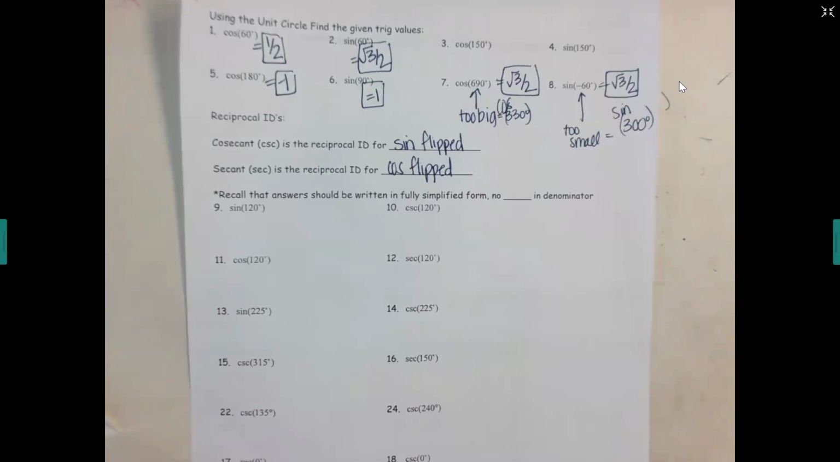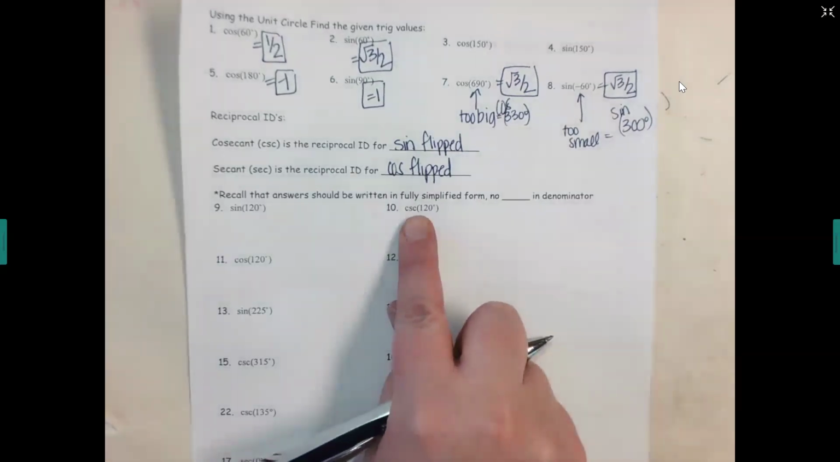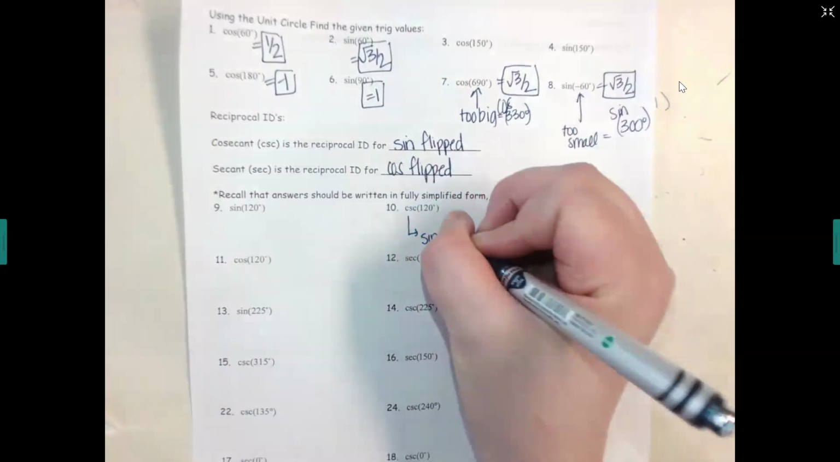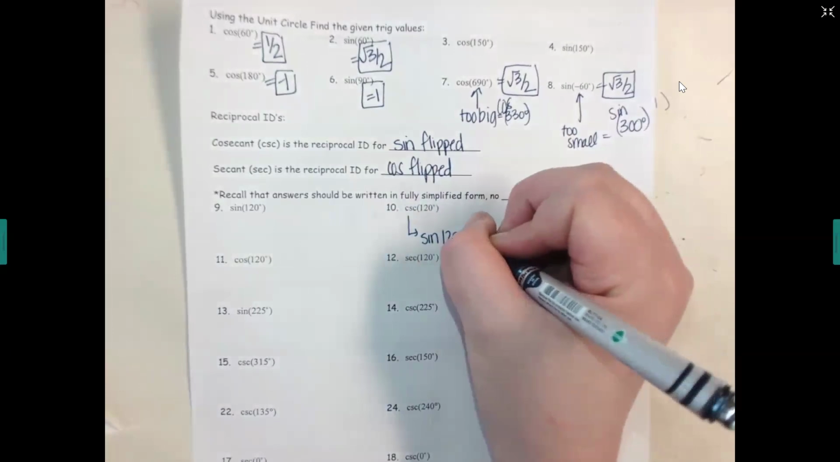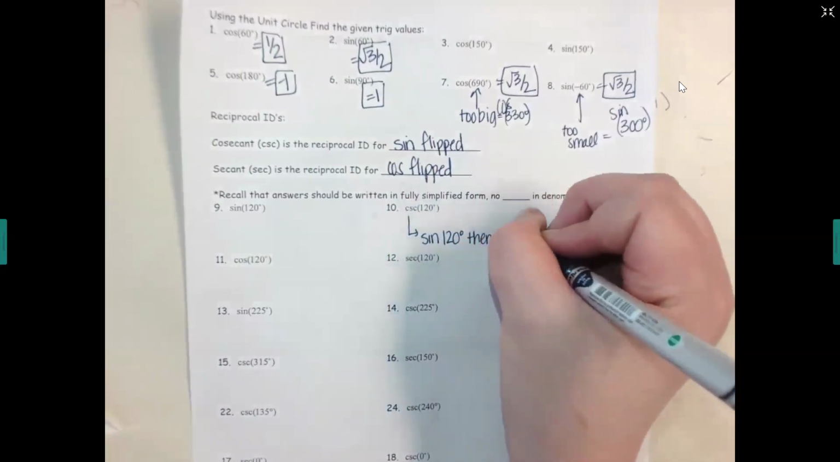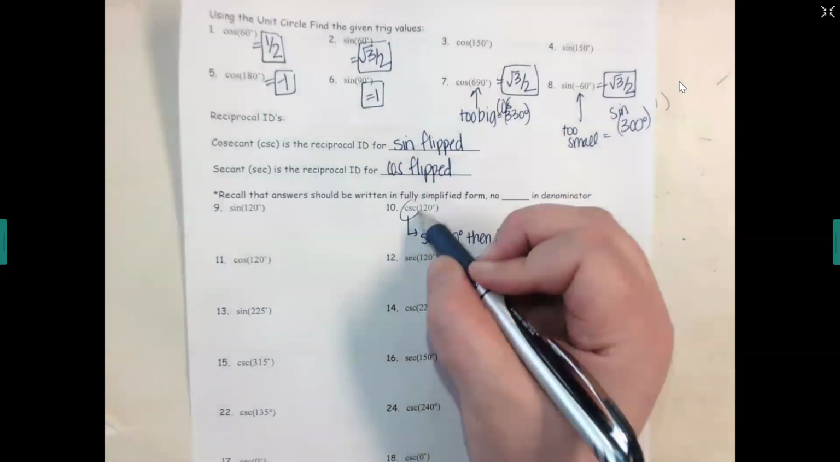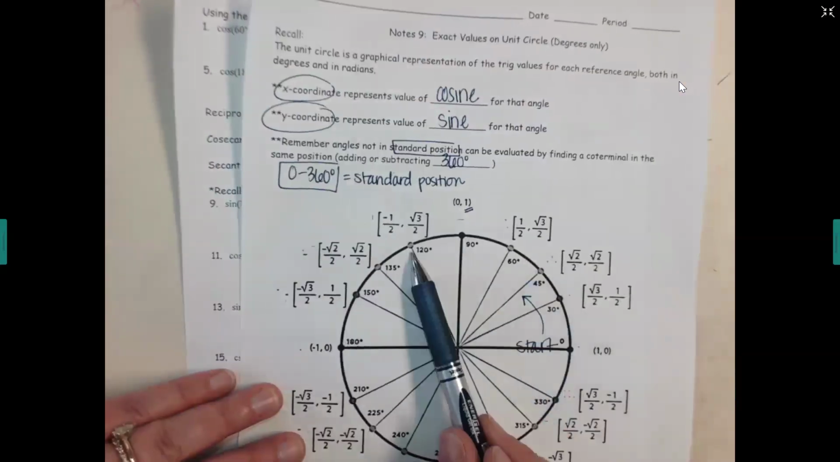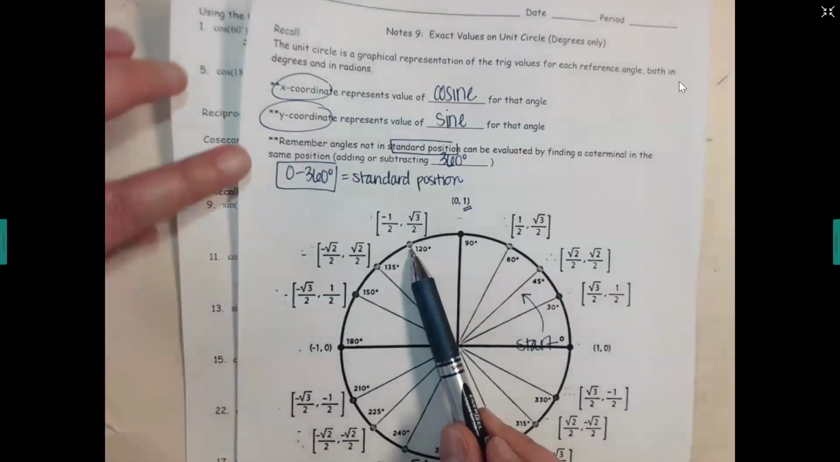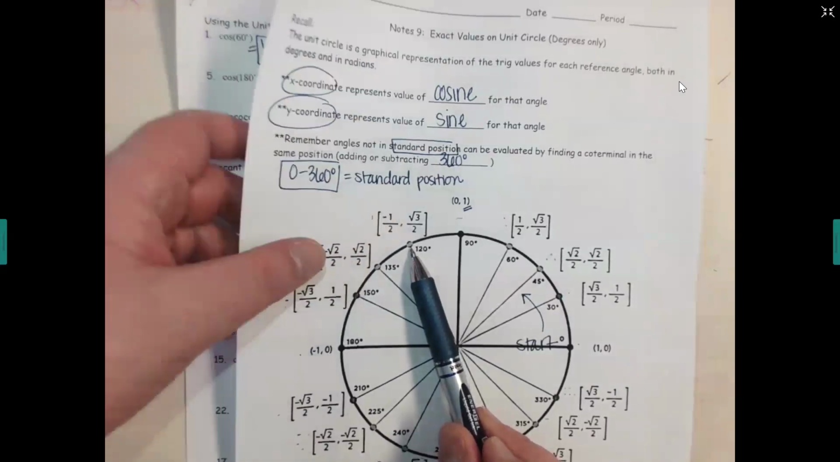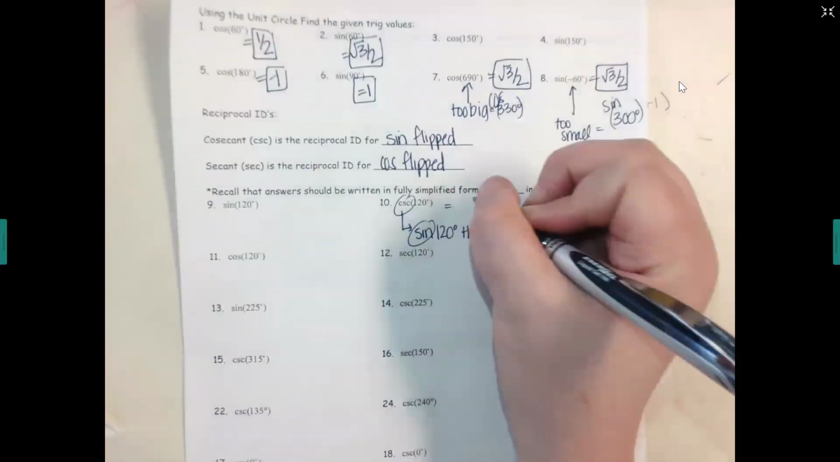So let's say that I want to find csc of 120. Well, then I'm going to find the sine of 120, and then I'm going to flip it. Okay, so csc and sine are partners. So I'm going to find the sine of 120. Let me put my circle back up here. Okay, 120 is here. Sine is my y coordinate. So I'm picking root 3 over 2, but then I'm going to flip it to make it 2 over root 3.